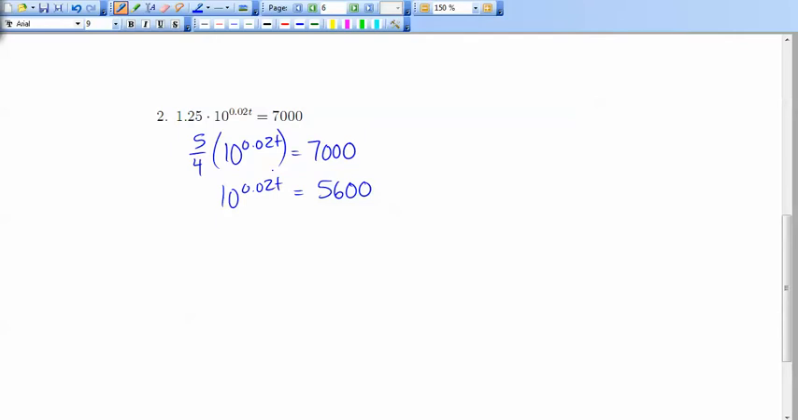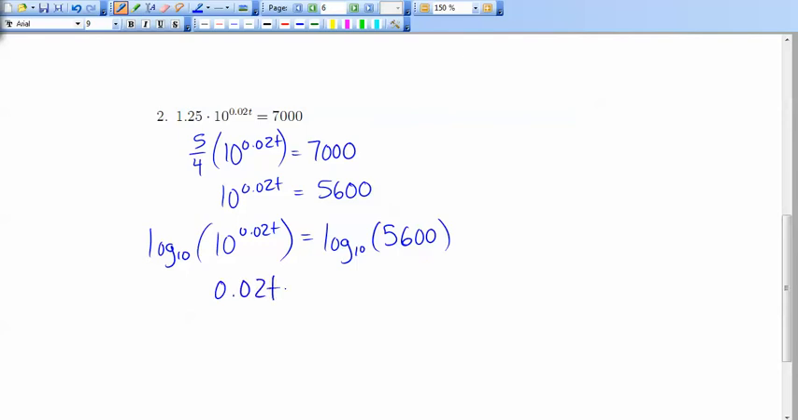Okay, but now I have exactly the same type of question that I had before. I can take the log of both sides, so we'll throw brackets around that. And we'll take the log base 10. If I want to get fancy, I don't even have to write the 10, since a log without a base is assumed to be base 10. And again, we see the bases perfectly match, so I get 0.02t on the left-hand side. And on the right-hand side, well, it's not that great a number, so let's get fancy. Let's write it as log base 10 of 56 times 100.